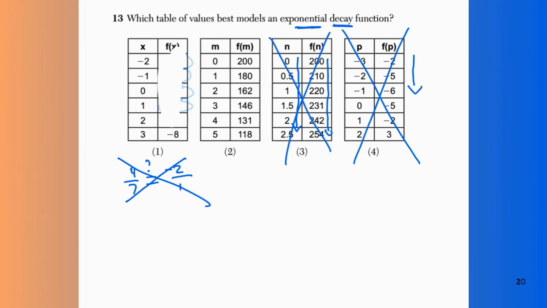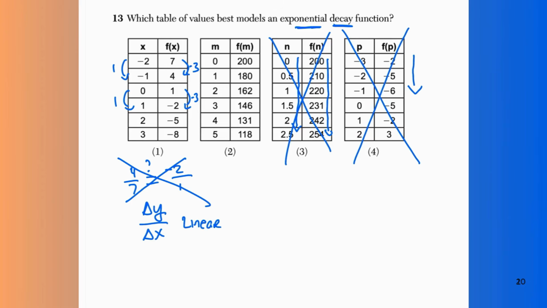Answer choice number 1 actually ends up being linear because if you try to do the rate of change, going from 7 to 4 is negative 3. So the f of x value is decreasing by 3 while the x value is increasing by 1. And you'll see that that's constant. The f of x value continues to decrease by 3 every time the x value increases by 1. So when the rate of change is constant, the change in y over change in x, when that's a constant number, that means that this function is actually linear.